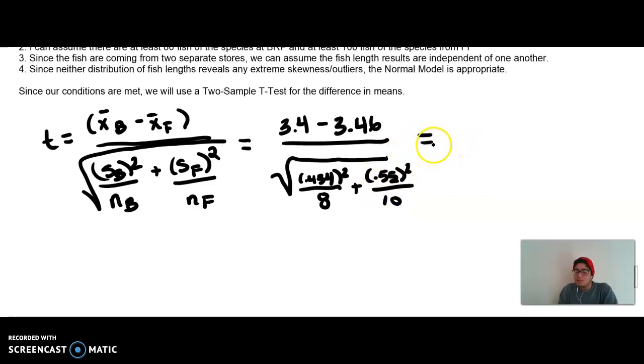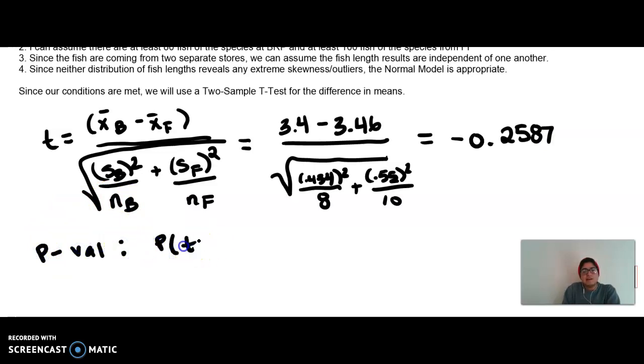Now, you'd totally do this by hand, but I am not going to do that. I'm just going to pull this from my calculator, but I got a test statistic of t equal to negative 0.2587, typically just using 4 decimal places here. And to find my p-value, it would look something like this probability statement, that our test statistic is less than negative 0.2587.